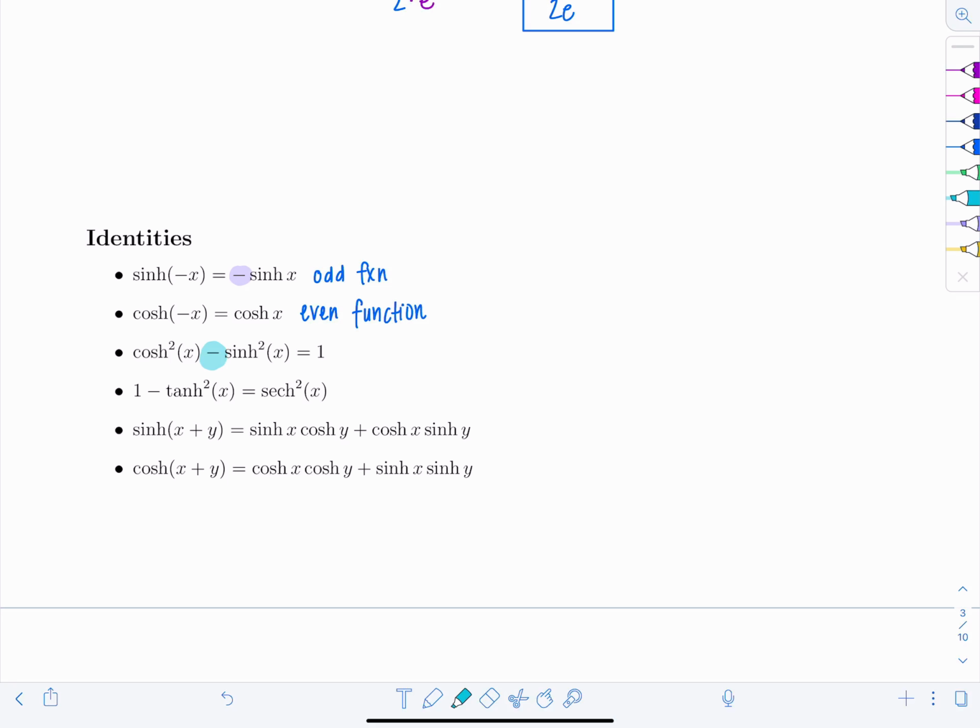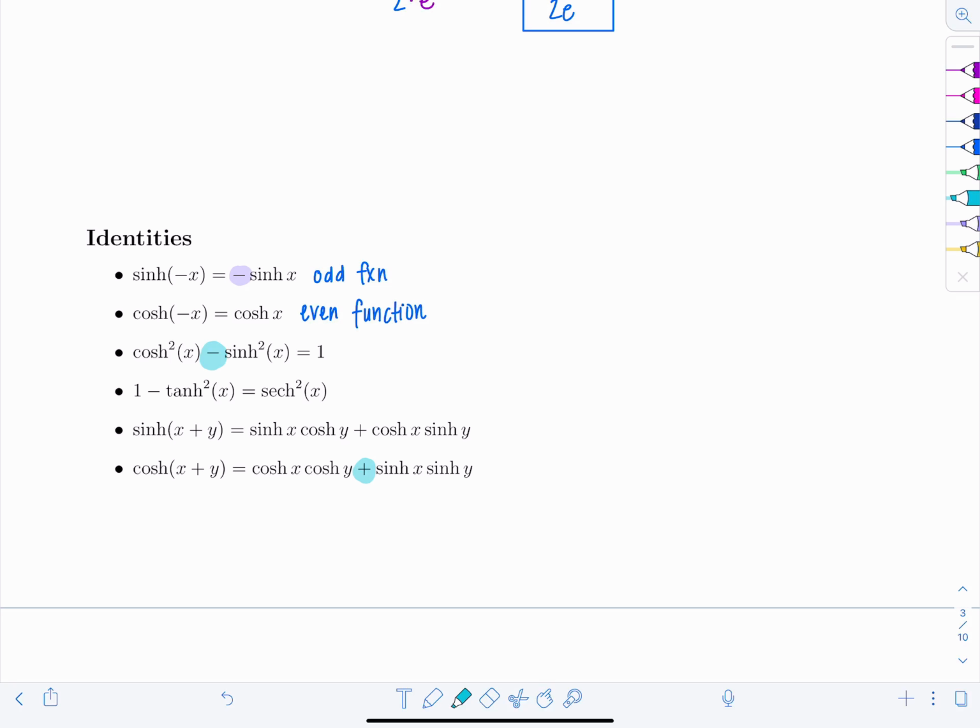And then here's some angle addition properties. So sinh of x plus y, that's the same as your sine angle addition formula. But look at cosh of x plus y, this is addition. When you have your regular cosine angle addition formula, that has the opposite sign. That's not true with the hyperbolics. So just something to keep in mind, okay?